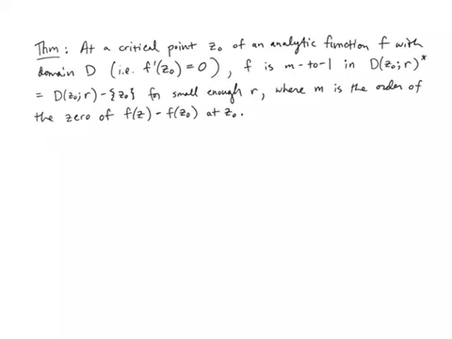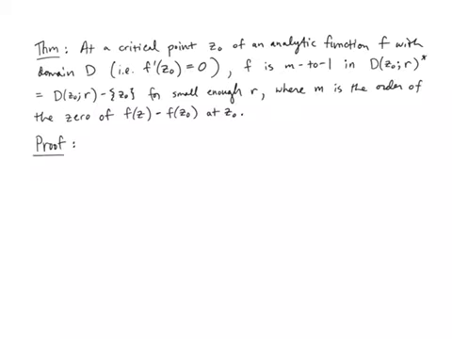So in that disk, our function is going to be m to 1, where m is the order of the 0 of f of z minus f of z naught at z naught. Okay, so again, the intuition is that your function is acting very much like the polynomial given by the leading term of f of z minus f of z naught. And here's the proof.